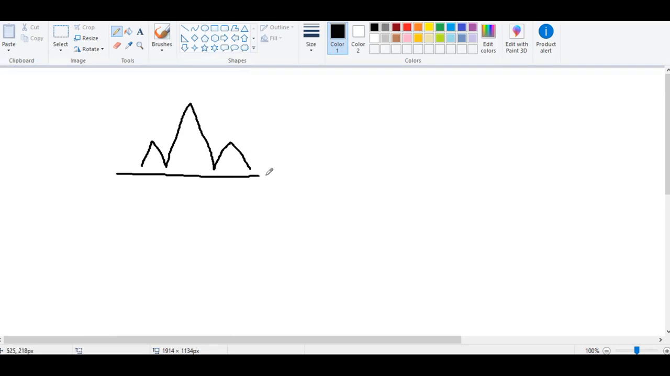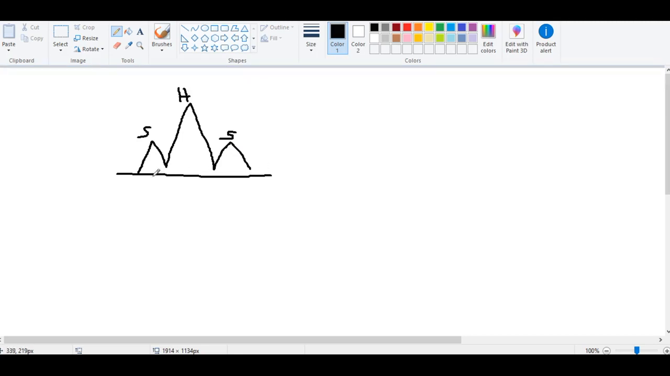Where this is the left shoulder, this is the head, and this is the right shoulder. So a head and shoulders pattern will always have two shoulders and a head, and the head will always be greater than the two shoulders, right? The peak will always be greater than the two shoulders.